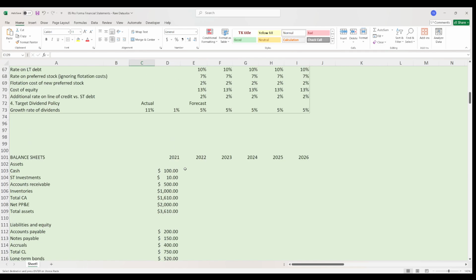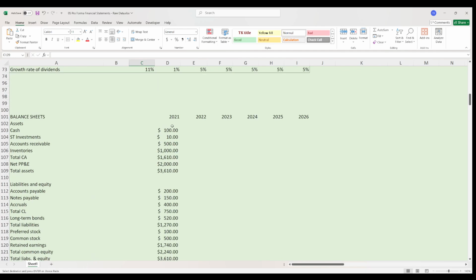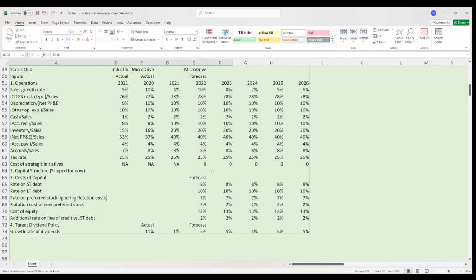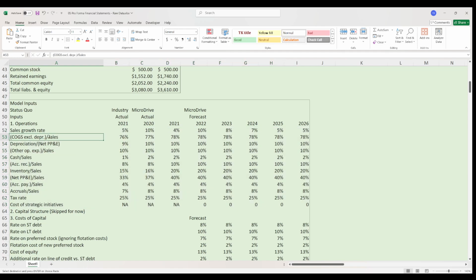And then what I'm gonna do is I'm gonna start predicting. You can start whichever row you want. But what I'm gonna do this time is that I'm gonna follow the order of this input section. So I'm gonna begin with sales, then COGS, depreciation, other expenses. Then I'm gonna jump to the balance sheet to do cash, accounts receivable, inventory, PPE, accounts payable, and accruals. And then I'm gonna fill in the other items.